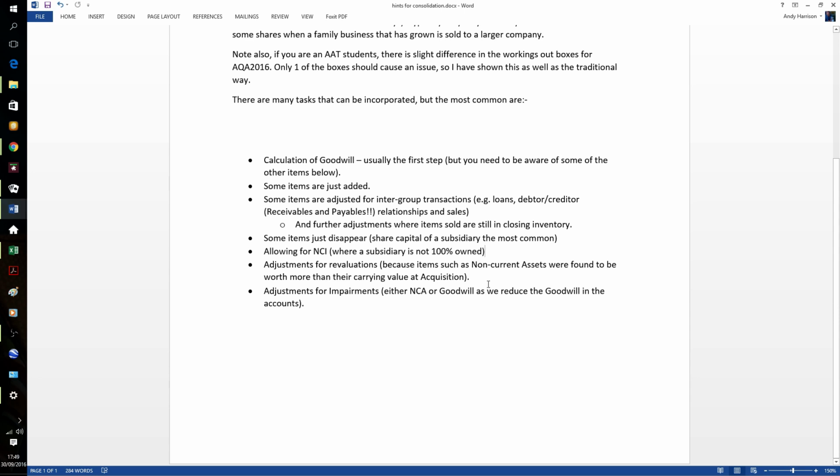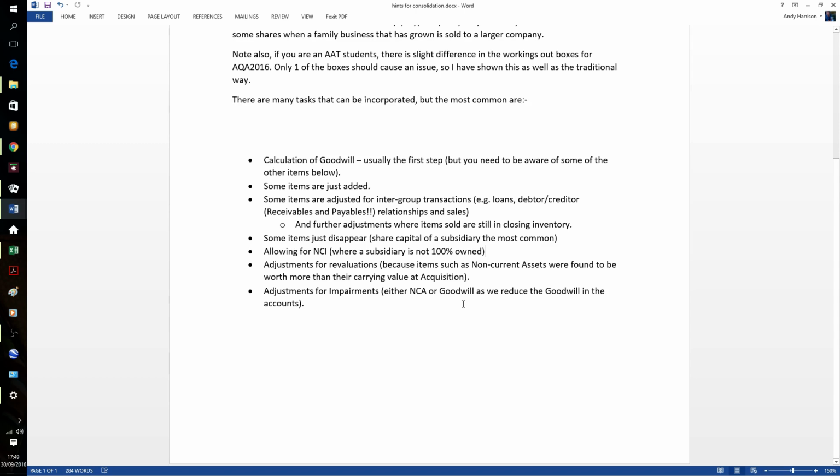And then we'll need to adjust for revaluations, just to make it a more interesting question. We've walked into our subsidiary that we've just bought out and found out that non-current assets are worth more than their carrying value. That's a good bonus. But on the other hand, it might have been impairment. We've walked in and we're not very happy.